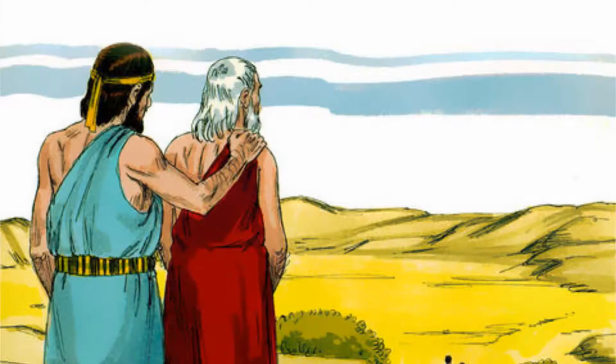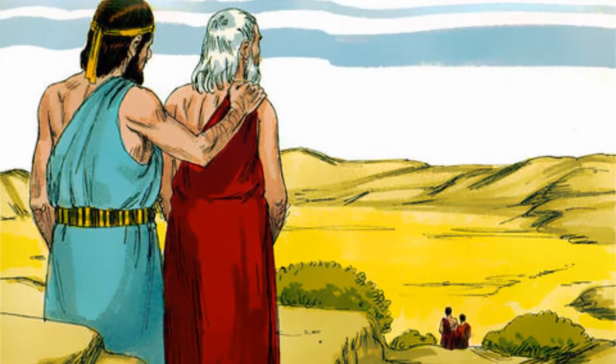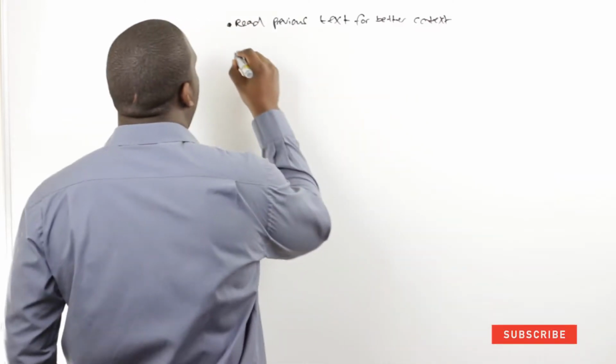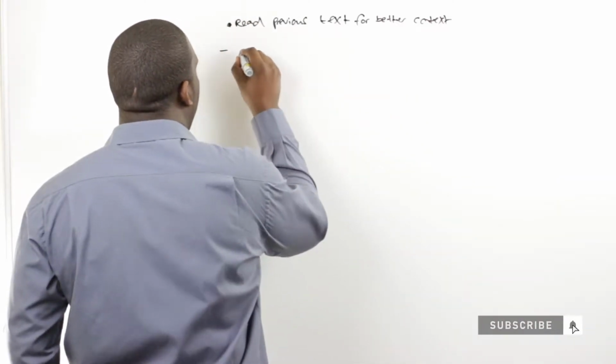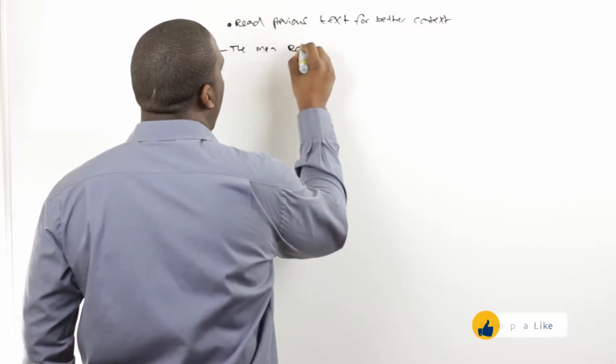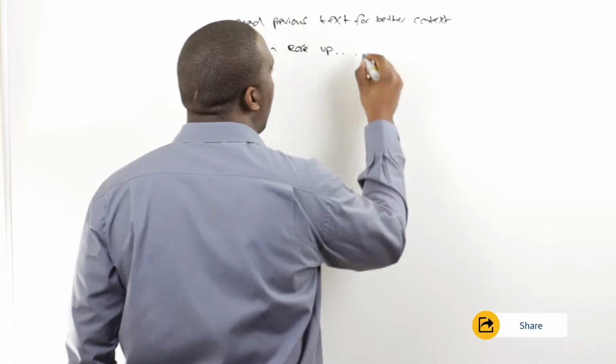So it says, and the men rose up from thence and looked towards Sodom, and Abraham went with them to bring them on the way. So what are we seeing here? Now that they've eaten, it says the men rose up. What men are we talking about?